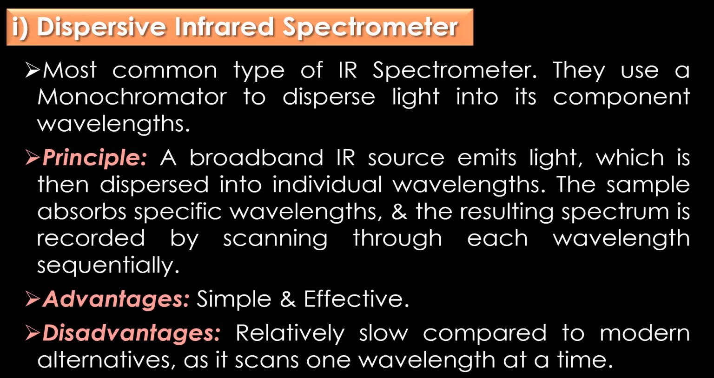The first type of infrared spectrometer is dispersive infrared spectrometers. Dispersive infrared spectrometers were traditionally the most common type of IR spectrometer. They use a monochromator, usually a prism or grating, to disperse light into its component wavelengths. Working principle: a broadband IR source emits light which is then dispersed into individual wavelengths. The sample absorbs specific wavelengths and the resulting spectrum is recorded by scanning through each wavelength sequentially.